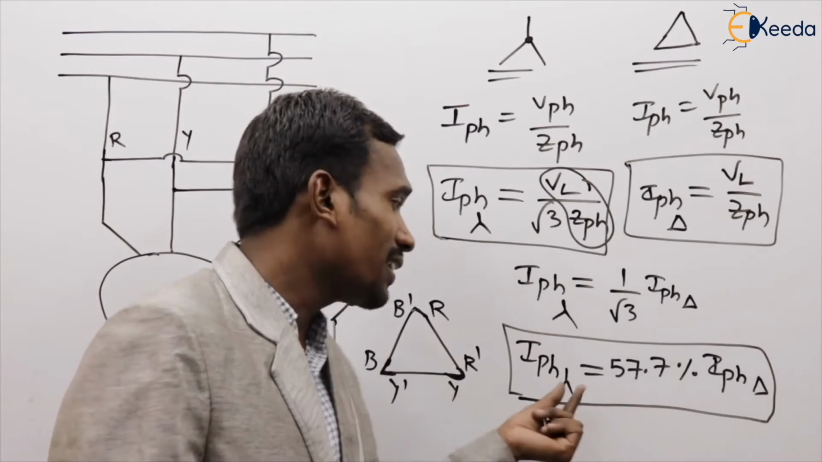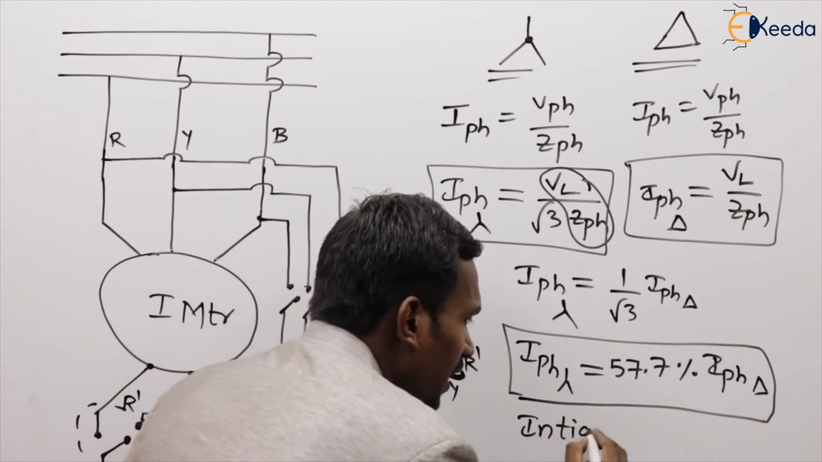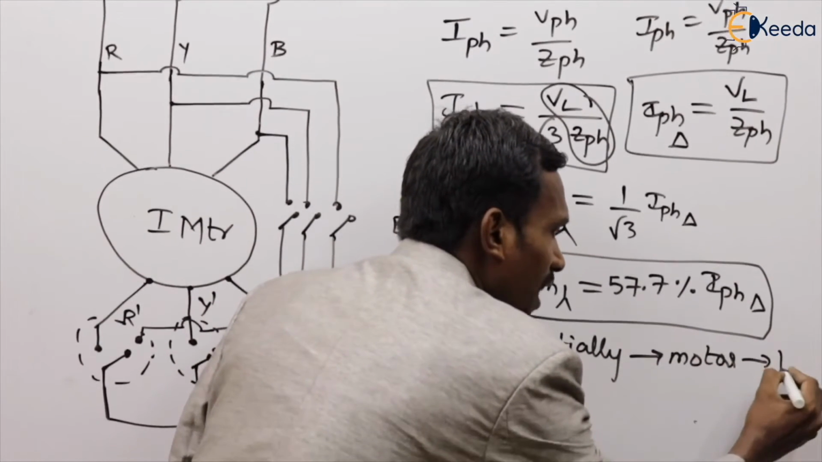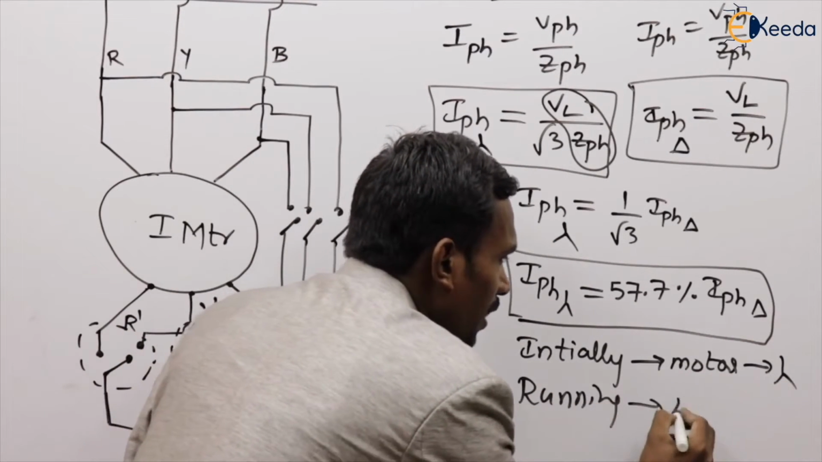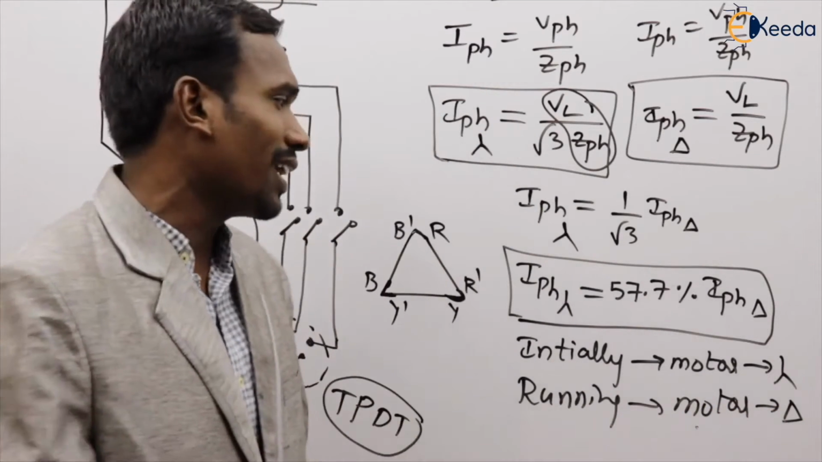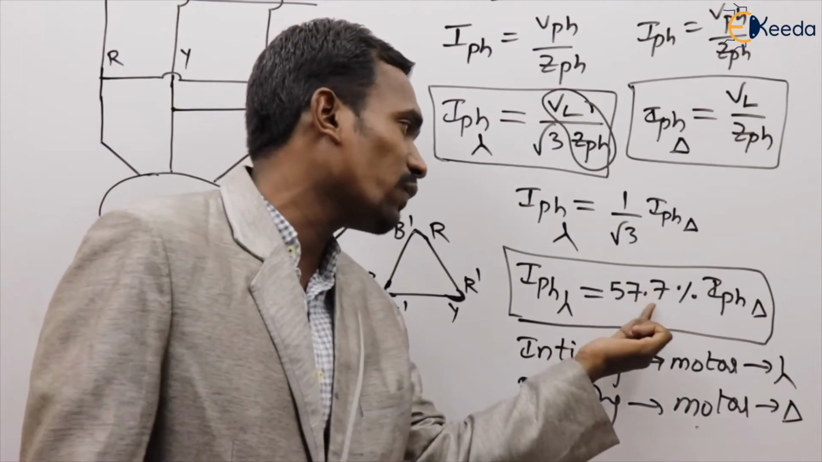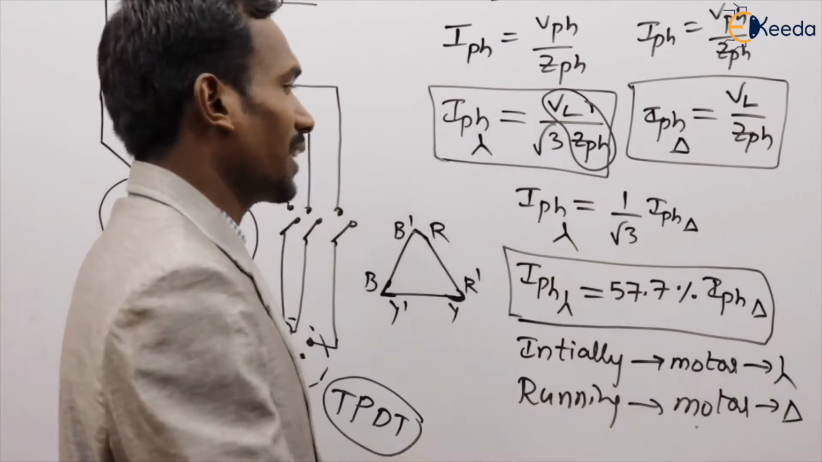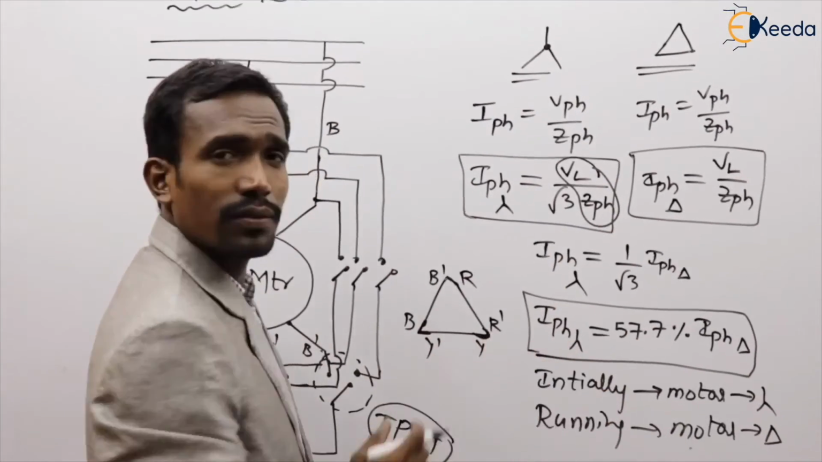So the current is less in star. That's why initially the motor is connected in star, but at running condition the motor is connected in delta. Initially the motor is connected in star because in star the phase current is just 57.7% of delta, a less value. That's why this is connected here. See clearly, this is very important.